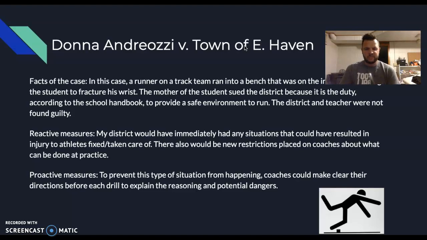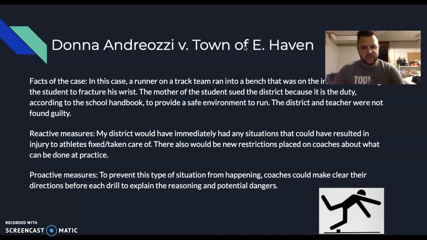You assume more risk if you go out for an extracurricular than if you had just not done that. So I think they said if it would have happened on school property and say it was a PE class and they were running and this happened, the school, or at least the teacher even, could have been liable. So a reactive measure my district would have immediately: any situations that could have resulted in injury of athletes, they would have had that fixed or taken care of. They would have promptly reminded everybody that you can't do things like this, or that you cannot, try and think ahead and look at situations where students might be injured and try and avoid those.